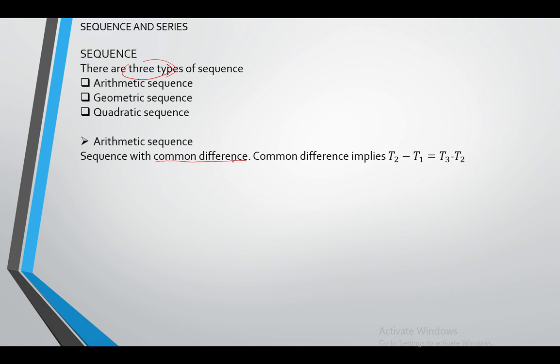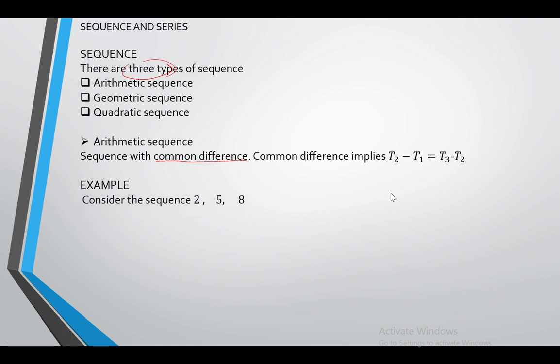A common difference implies that term number 2 minus term number 1 is equal to term number 3 minus term number 2. Once you realize that term 2 subtracting term 1 is equal to term 3 subtracting term 2, that is a common difference. Mathematics can be understood with examples, so you will understand when I show an example. But just remember, an arithmetic sequence is a sequence with a common difference.